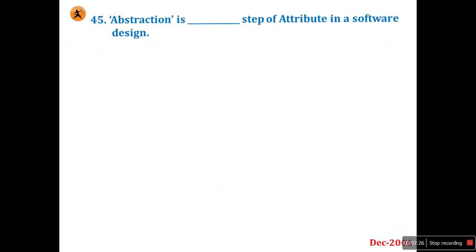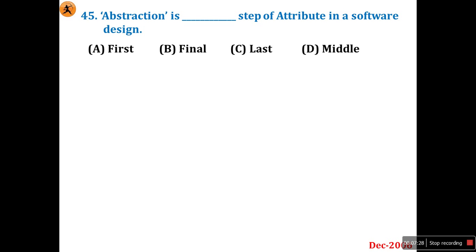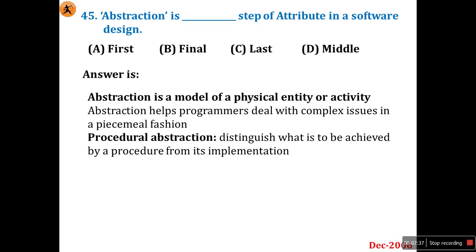Now look at question number 45. Abstraction is a dash step of attribute in software design. Is it first step, final step, last step or middle step? Now look at what abstraction is. Abstraction is a model of a physical entity or activity. Abstraction helps programmers deal with complex issues in a piecemeal fashion. And one more, procedural abstraction distinguishes what is to be achieved by the procedure from its implementation.